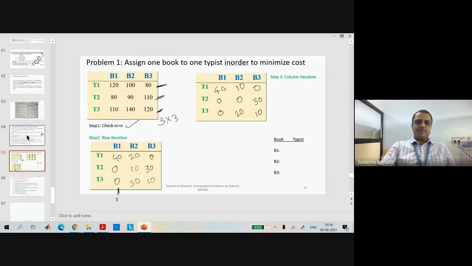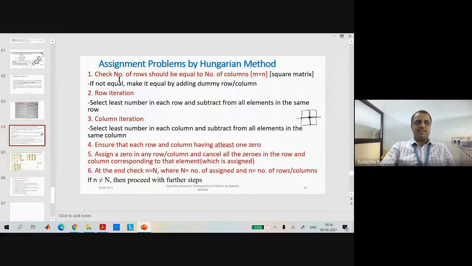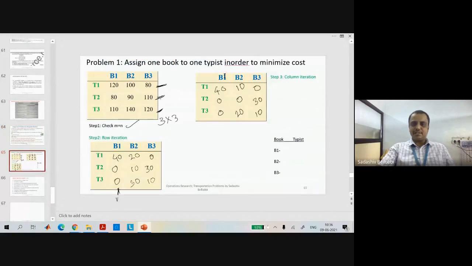Now I'll move on to the previous slide again. We are finished with the first step, the second step and the third step. What is the fourth step? Ensure that each row and column has at least one 0. Already we have ensured that. The next one is assign a 0 and cancel all. Ensure that in the first row there is a 0. In the first row, there is a 0.